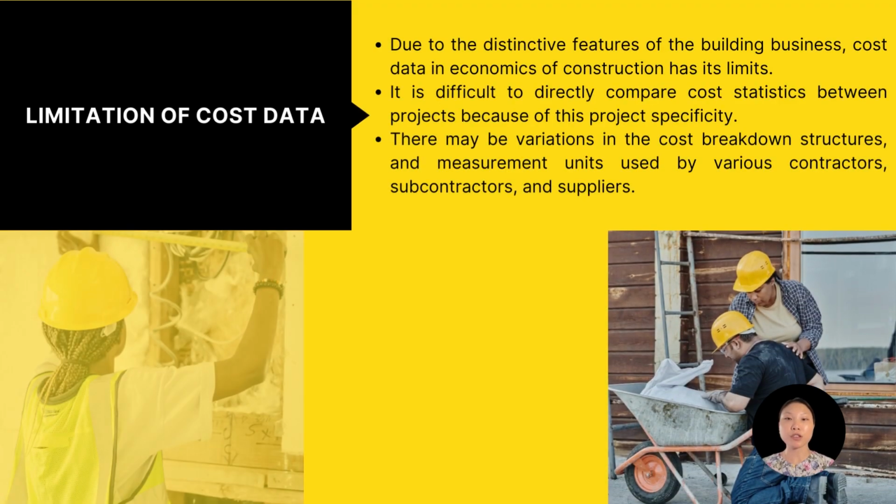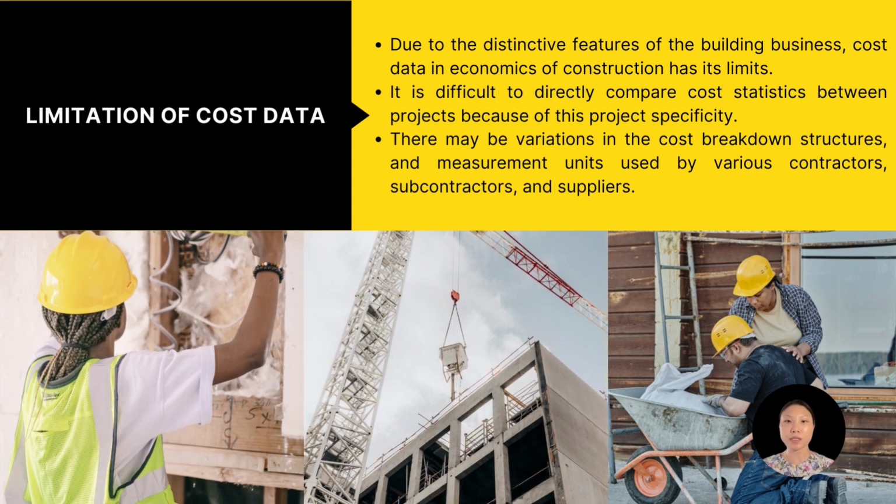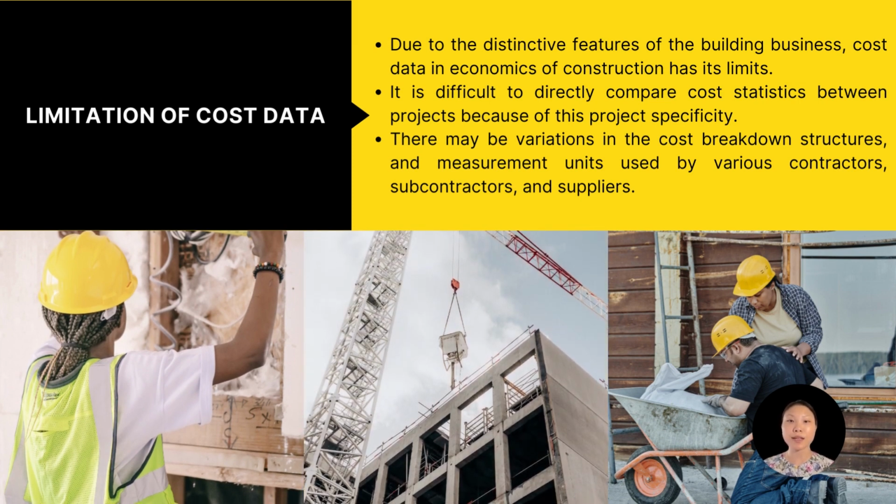Due to the distinctive features of the building business, differences in parameters such as site circumstances, project complexity, and material needs, cost data in economics of construction has its limits. It is difficult to directly compare cost statistics between projects because of this project's specificity. And also there may be variations in the cost breakdowns, structure, and measurement units used by various contractors, subcontractors, and suppliers. It is challenging to gather and compare cost data across projects due to the absence of standardization.